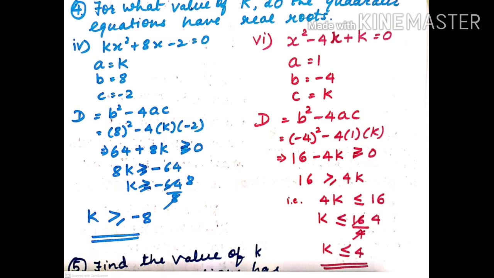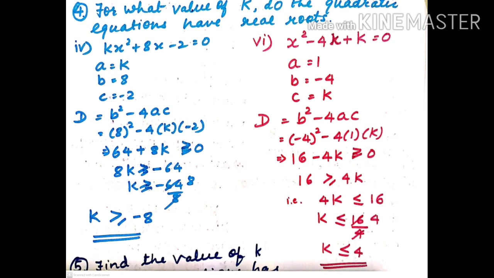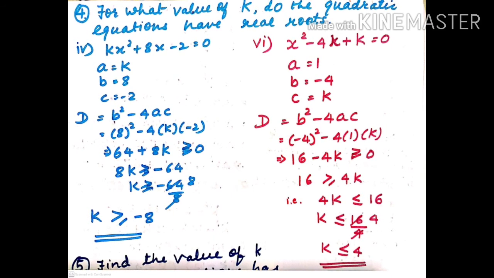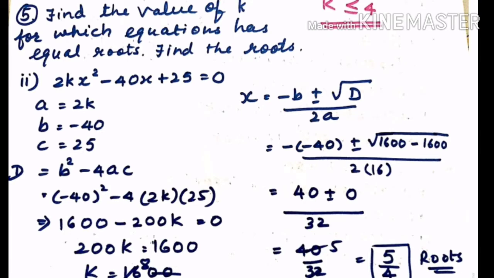You can see. Now next we come to question number 5: find the value of k for which the equation has equal roots. Find the roots. Here it is given in the question that the roots will be equal, and you have to find the value of k, and also after finding the value of k you have to find the roots. So I am taking number 2, that is 2k x square minus 40x plus 25 is equal to 0. I take a is equal to 2k, b is equal to minus 40, and c is equal to 25.